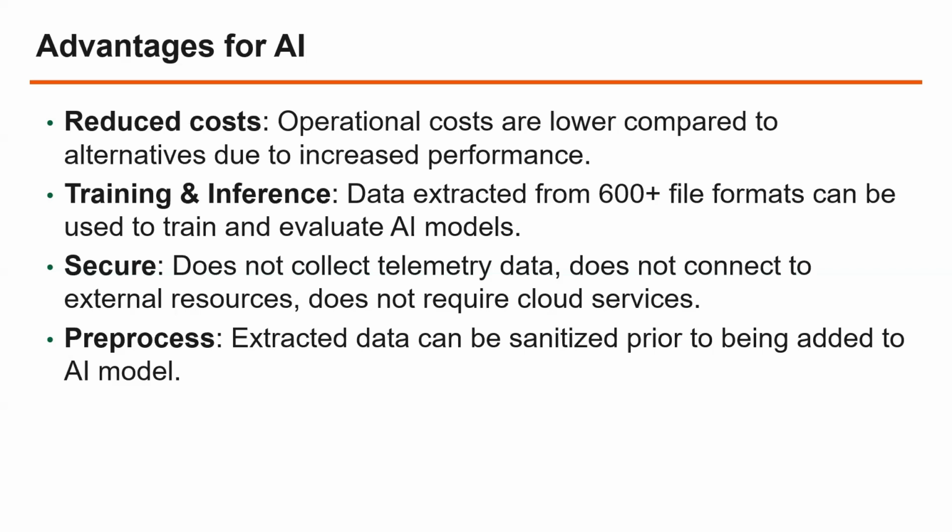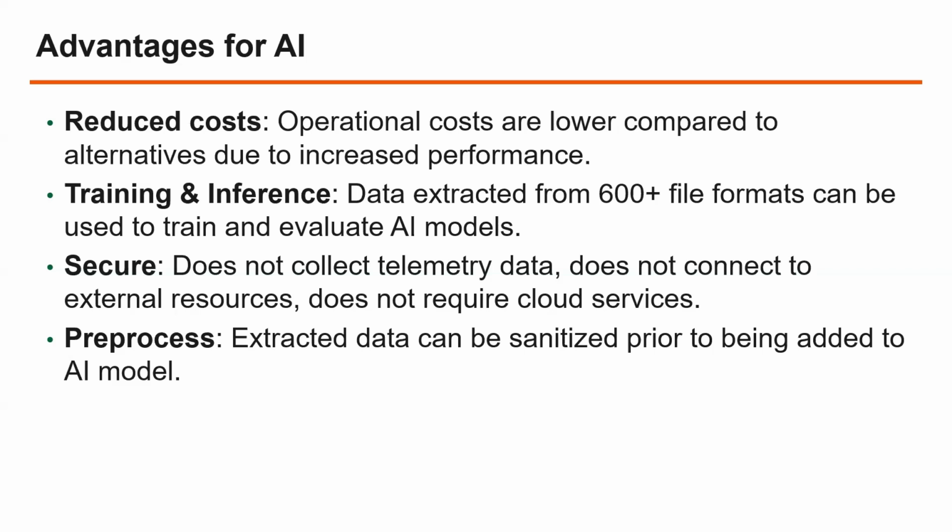In terms of training and inference, doc filters allows the consumer to extract data from over 600 file formats, which can be used to train and evaluate AI models. Feels like I keep saying that doc filters supports over 600 file formats on nearly every slide. But it's impressive though, isn't it?